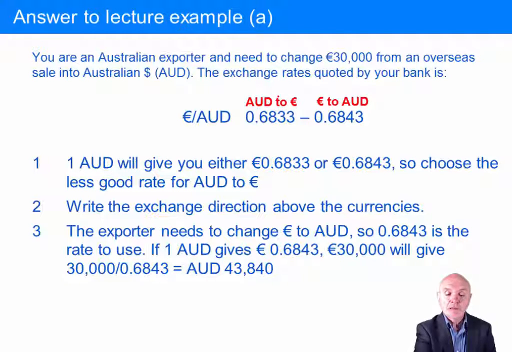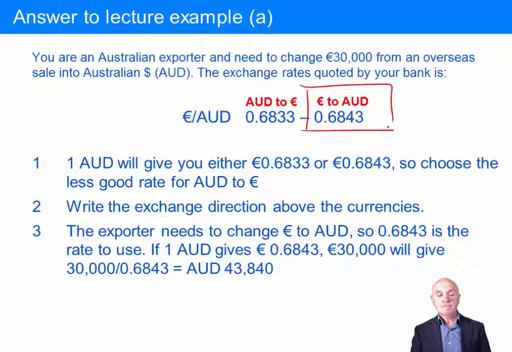So once we've got that one sorted out, the other one is automatic. Which one are we doing? Well, we have 30,000 euros. This is going to be the relevant one here. So we're going to be on that 0.6843. Some people will be able to see this pretty well immediately here. The decision really now is, do we multiply or do we divide by 0.6843 there?